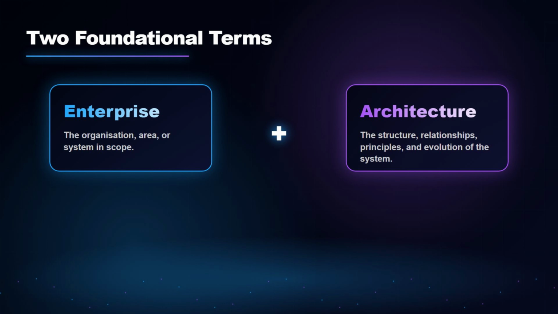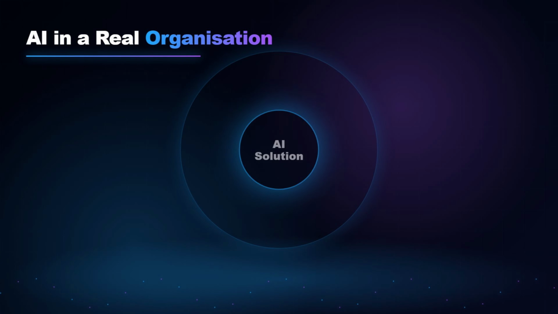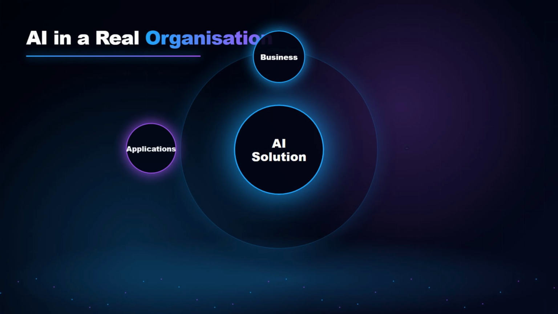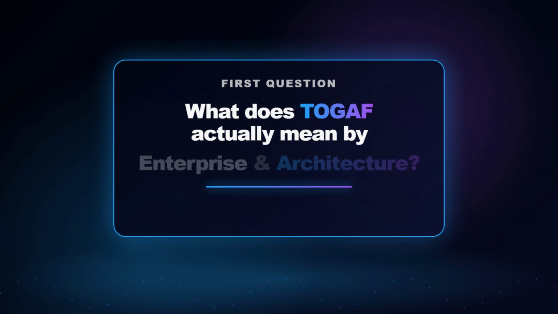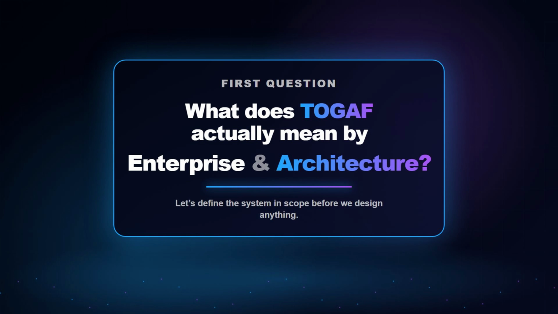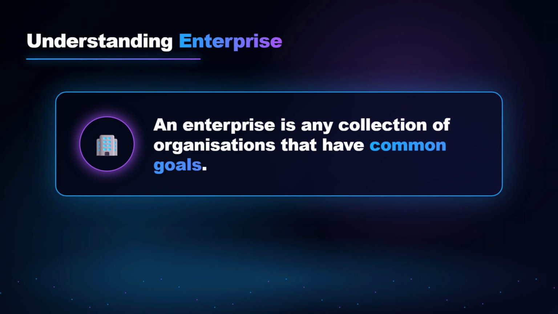These are the building blocks for understanding enterprise architecture. And if you want to understand how AI fits into a real organization, these concepts matter more than they first appear. So let's start with the first question. What does TOGAF actually mean by enterprise and architecture? Let's start with enterprise. An enterprise is any collection of organizations that have a common goal.